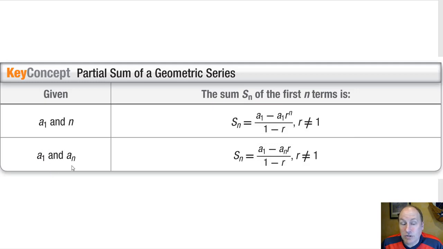If you know the first and the last terms only, one of the things you could do is go back and figure out r and then just put it back into the original formula. Or you could use this modified version of that formula where the sum is equal to a sub 1 minus a sub n times r divided by 1 minus r.